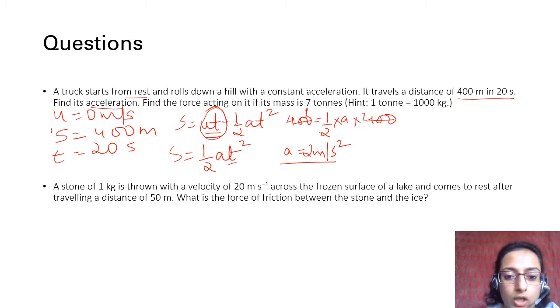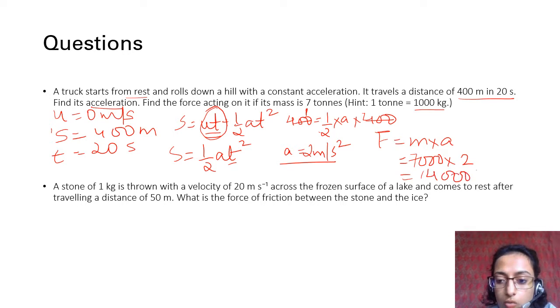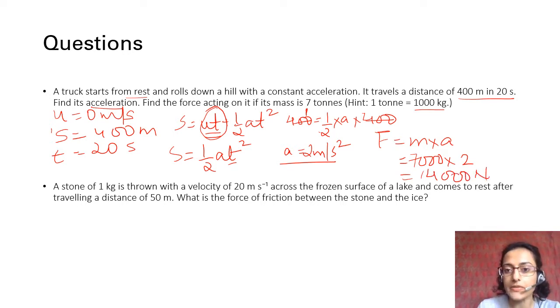Find the force acting on it if its mass is 7 tons. Right, what is force? Mass into acceleration, which means mass is 7 tons. So 7 into 1000 kg is 7000, into acceleration which is 2, so 14,000 Newton. All right, or kilogram meter per second square.